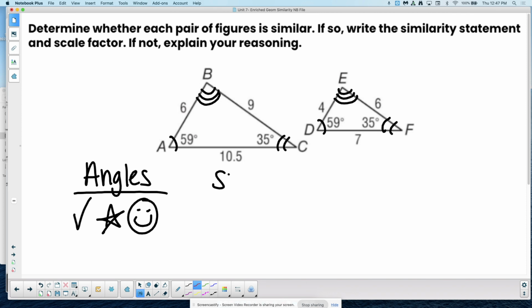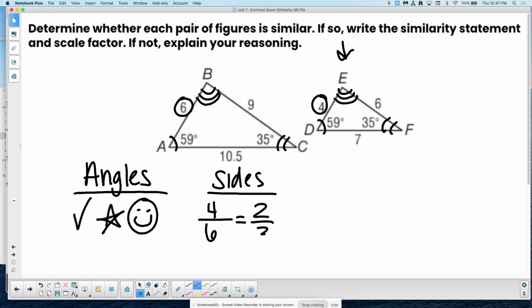Now we're going to go through and look at our sides. We want each pair of matching sides to have the same scale factor, the same ratio to reduce. Since it's not giving us an order to do this, I always like to start with my smallest side on my smallest figure. My smallest side on this triangle here is 4. I'm going to put 4 on top. And now what does that match? Well, that matches 6 on my bigger triangle. And we always want to reduce, so 4 over 6 reduces to 2/3. So that's what we're looking for on our other 2 pairs of sides. If we don't get 2/3, then they're not similar.